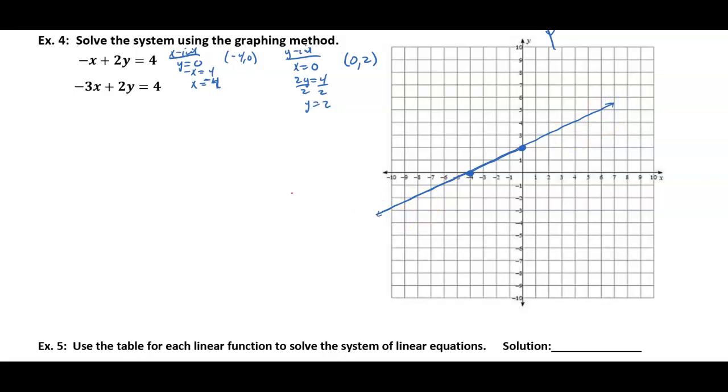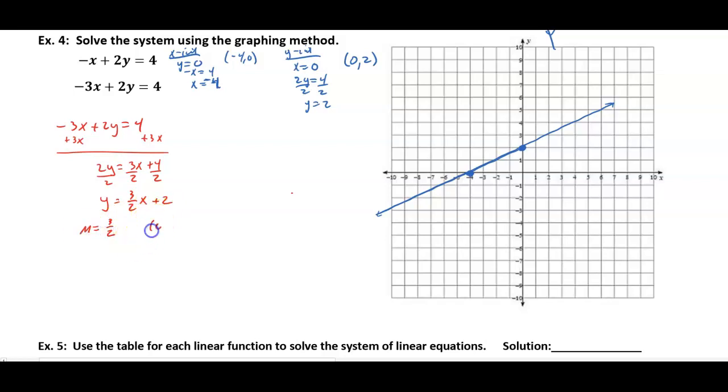Now, the next one, 4 is not divisible by 3. So to graph this line, what we are going to do is solve the equation for y. So I'm going to add 3x, 2y equals 3x plus 4. Then I'm going to divide everything by 2. And you get 3/2 x plus 2. Now that I'm in slope-intercept form, I can gather my slope.